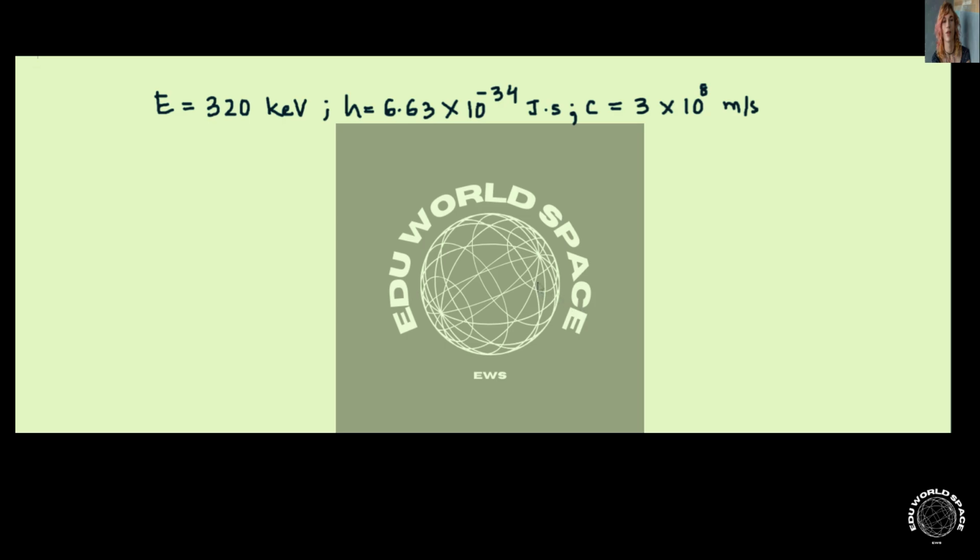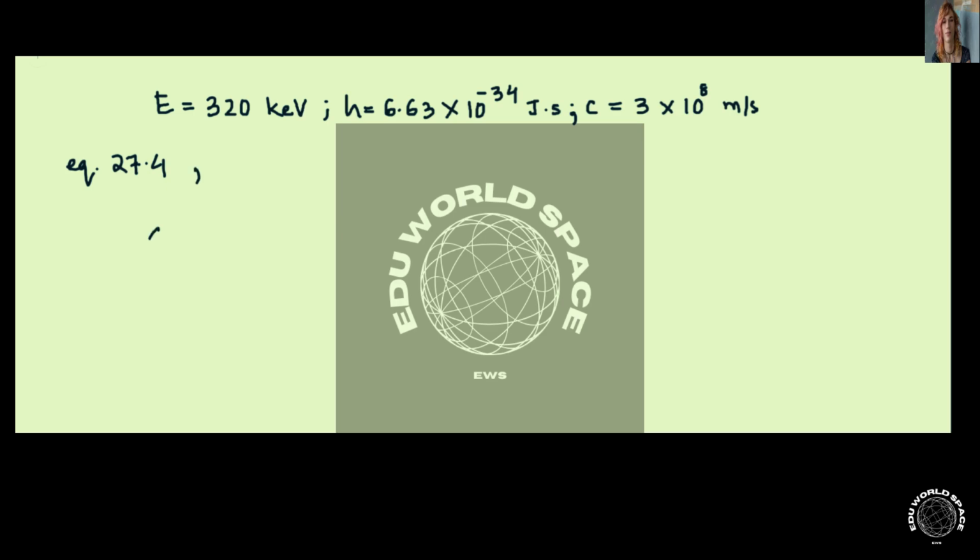So we have a gamma ray here emitted from a nucleus during radioactive decay, and it has an energy of 320 kilo electron volt. And we have to find the wavelength of the gamma ray. So we use equation 27.4 here to find the wavelength.